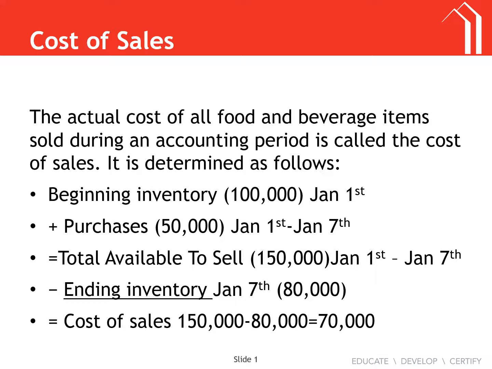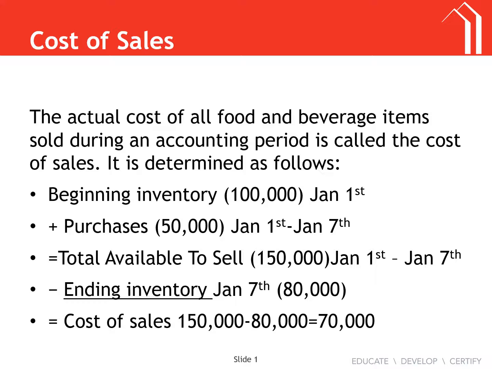Now, this formula is probably one of the most important formulas you need to know as a restaurant manager, hotel manager. It doesn't matter. This is paramount to succeeding in our industry from a cost control standpoint. And I'm going to read this verbatim. The actual cost of all food and beverage items sold during an accounting period is called the cost of sales. It's determined as follows. Think about what that term means, the cost of sales. Every time you sell a menu item, it costs you as the restaurant money to produce that item.